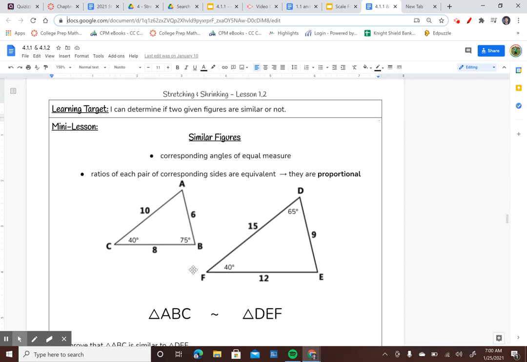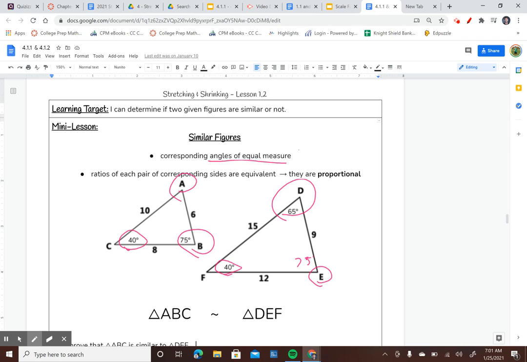But notice, they still have the same angle measures. And so if we were to look at angle C and compare it to angle F, they're both 40 degrees. Just like angle E and angle B would both be 75 degrees, and both angle A and angle D would be 65 degrees. So they have the same angle measures. And then the next part is that the sides are in proportion to each other, which means that the ratios of each pair of corresponding sides are equivalent.